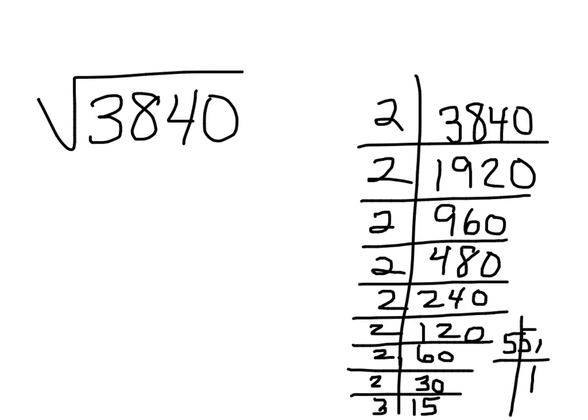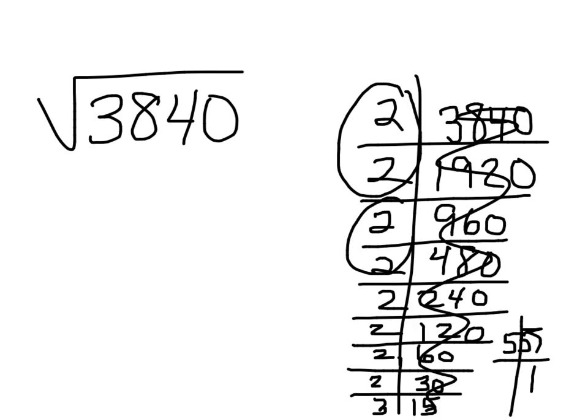And then there's a 1, so now all the numbers on the right side are now dead. Now I'm going to go back and circle pairs of the same number. 1 pair of 2s, 2 pairs of 2s, 3 pairs of 2s, 4 pairs of 2s. Any other pairs? No. The 3 and the 5 cannot be circled even though there are 2 numbers, but they're not the same.